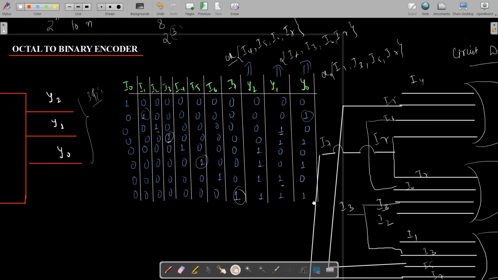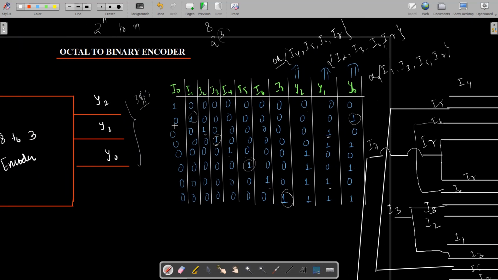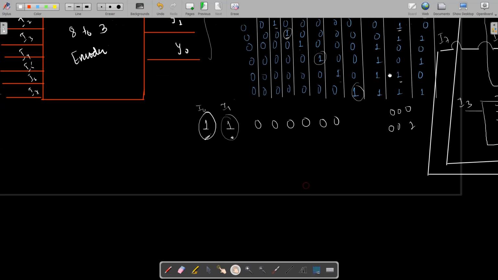The main drawback of the encoder is, what if the inputs you have provided are, say, I0 and I1? That is, in the given combination of inputs, two ones are there. Now the circuit will be confused whether to give priority to the first one or the second one. That means either the output should be 0 0 0 or 0 0 1, because for one 1 the output is this, and for the other 1 the output is this. In order to overcome this issue, the concept of the priority encoder came about.